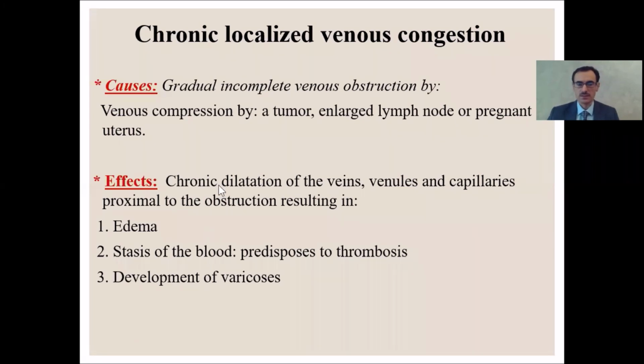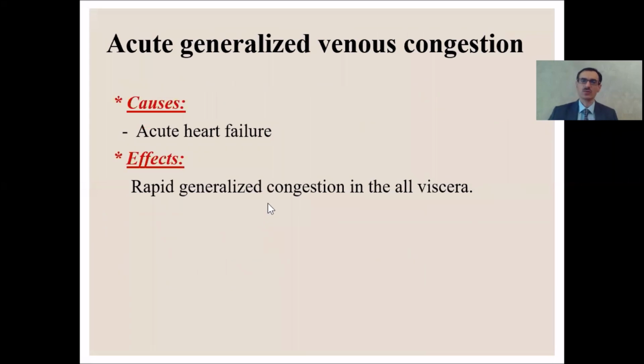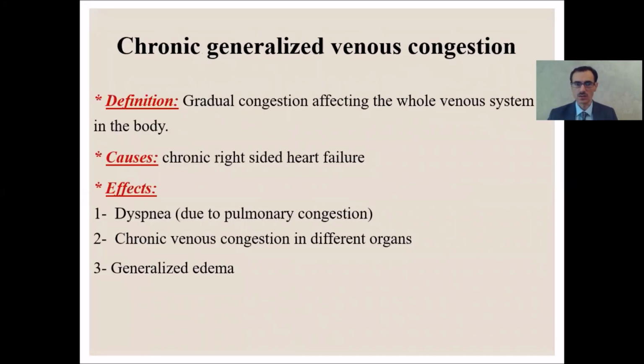As we said, they affect the formation of edema in the organs, the stasis of the blood, the stopping of blood flow, and the development of varicoses. And here you see the development of varices in the lower extremity veins. But the acute generalized venous congestion, as we said, results from acute heart failure, which causes rapid generalized congestion in all of the viscera, the internal organs.